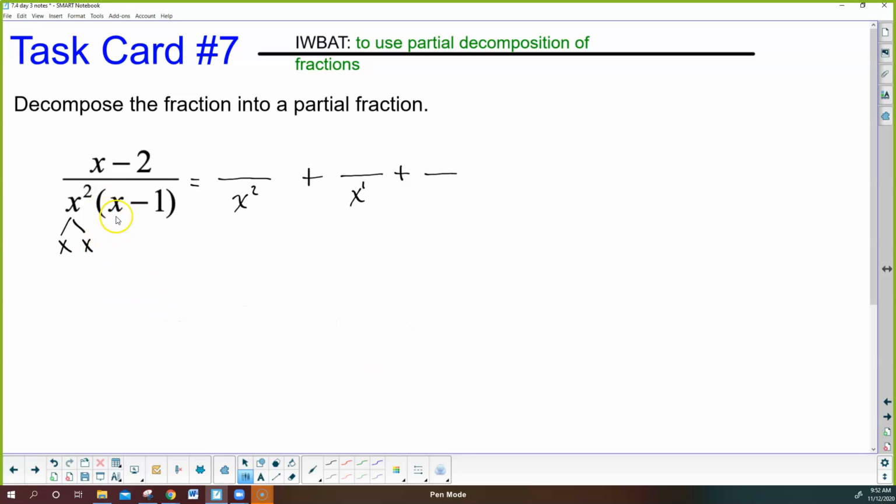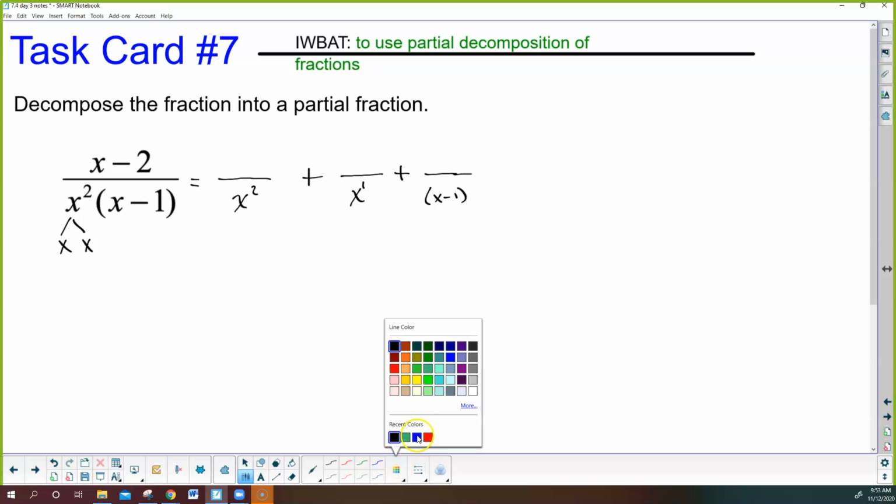Okay, well, what about the next part? X minus 1 is factored, so that also has to be part of the denominator. Now, we want to look at this very carefully. Here we've got a linear function.